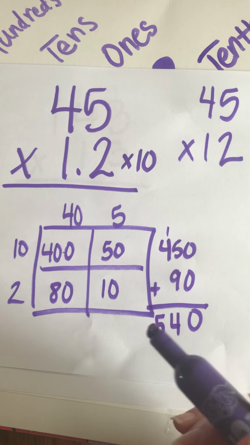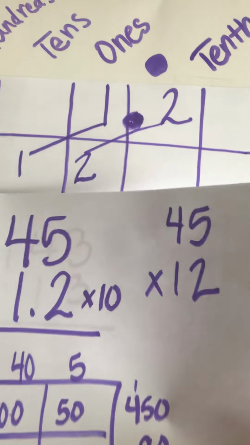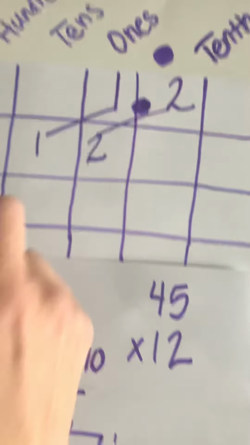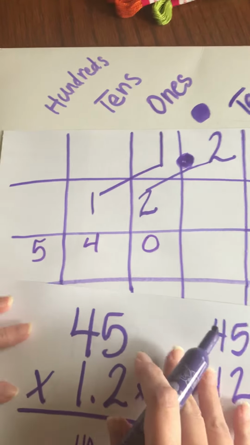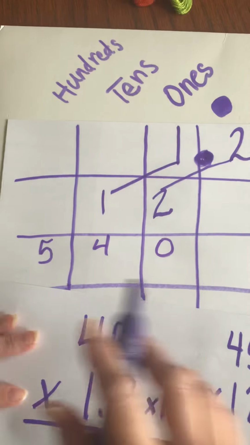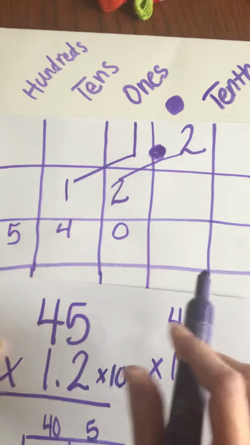So now I'm going to do the opposite, and I'm going to divide by 10. So if I put 540 on this place value chart, when I divide by 10, I do the opposite. Instead of moving to the left, I move to the right. So each digit is 1/10 the size when we're dividing.